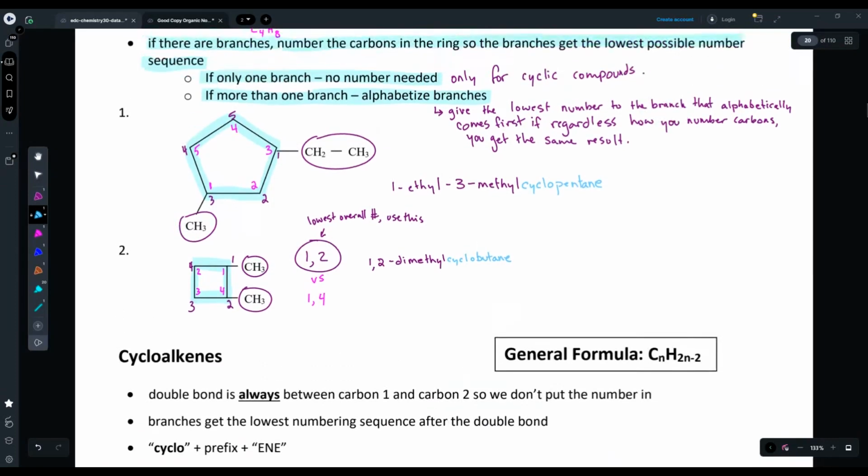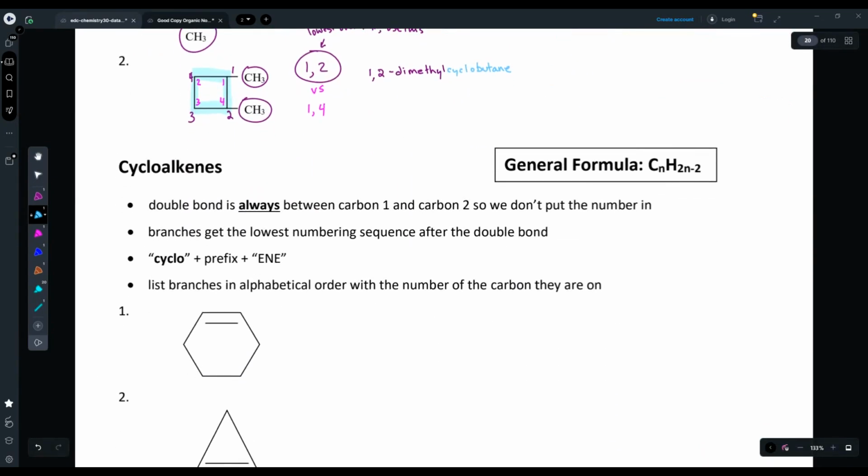Okay, so as I said, the notes do focus more on naming rather than drawing, but that's because it's the harder of the 2 skills, but you will be expected to be able to name as well as draw cycloalkanes as well as cycloalkenes. So let's move on to cycloalkenes.